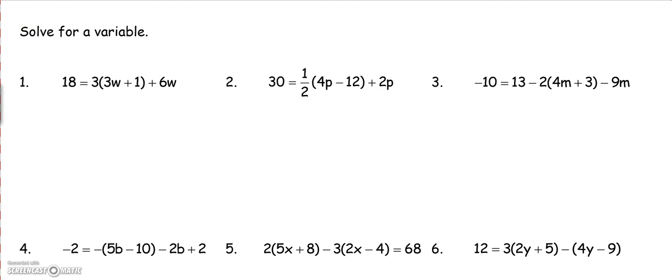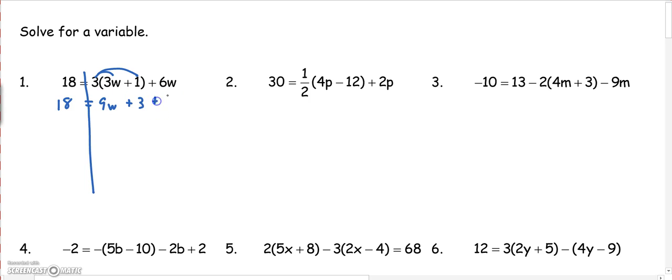Number 1, 18 equals 3 times parentheses 3w plus 1 plus 6w. When I first look at this problem, there's a set of parentheses, which means I have to use the distributive property. So I'm going to distribute the 3 only to what's in the parentheses, the 3w and the 1. So we get 18 equals 9w plus 3 plus 6w. Notice that there's two w terms, so I'm going to combine like terms. Remember, when you combine like terms, you don't flip the signs. So it's still 9w plus 6w, which gets me 15w plus 3.